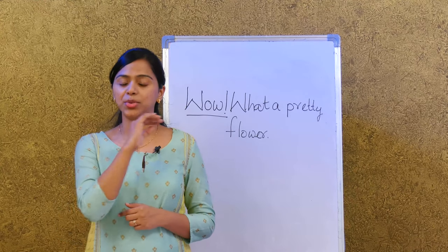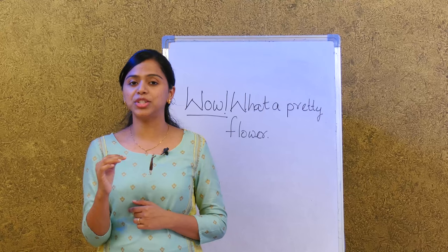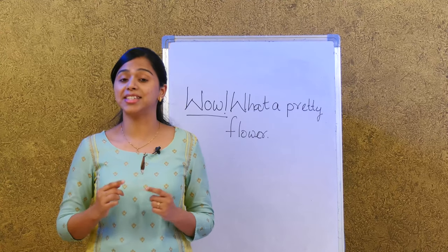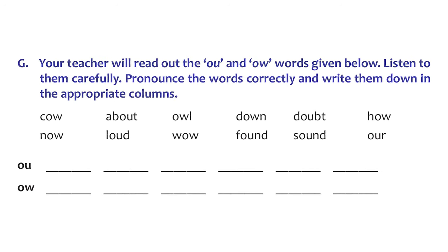And then we need to list out the words that have OU in it and the words which have OW in it. It's a little tricky, but let's see if you can figure it out. The first one, cow, it has OW, right? So we need to write it in the second list. And the next one, about, it has OU in it. So it goes with the first list.